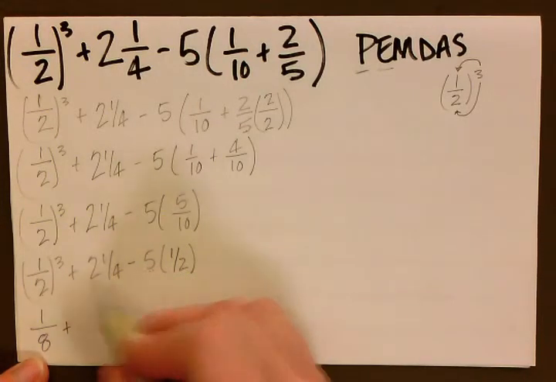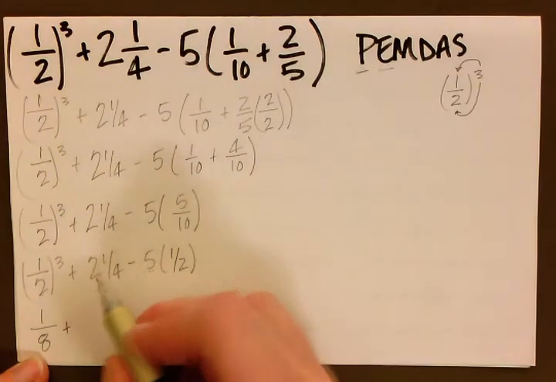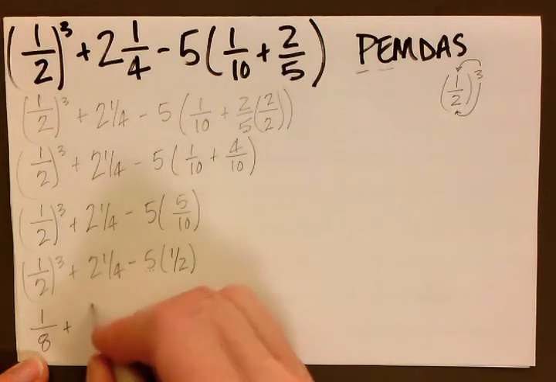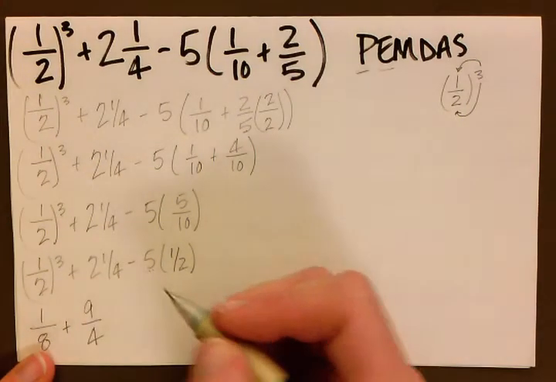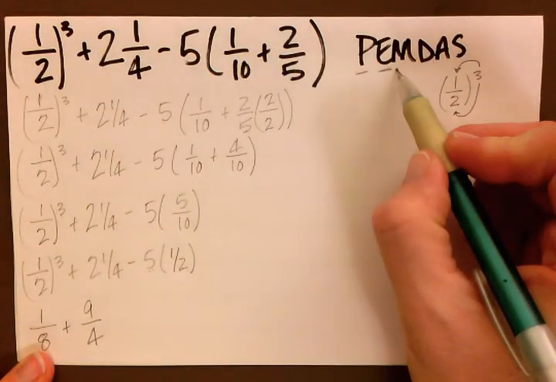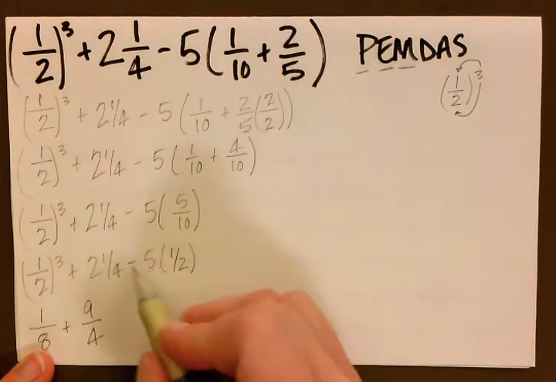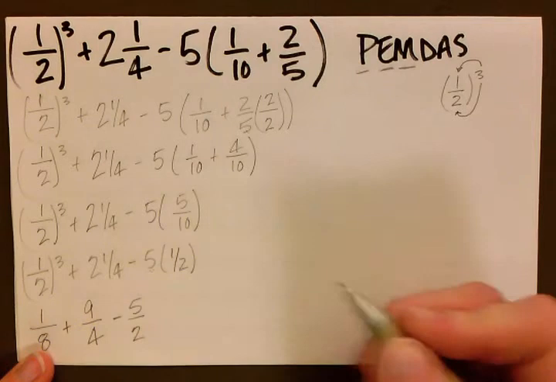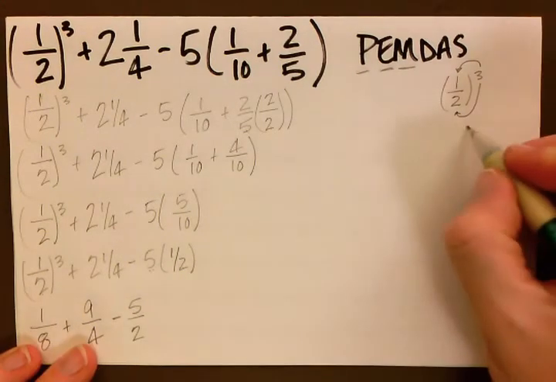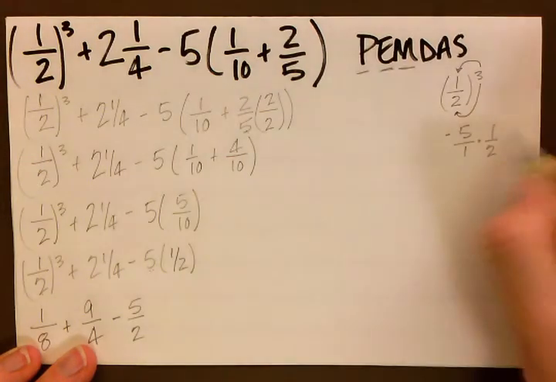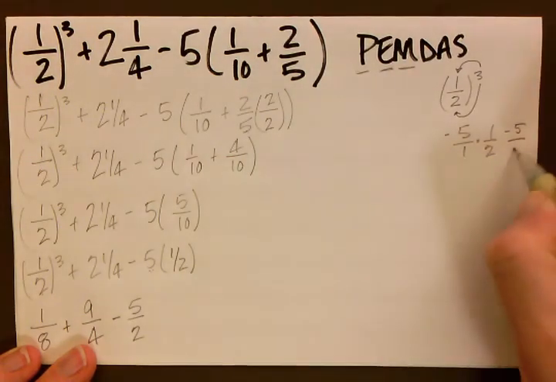Now at this point, and at any point we could have done this, but we'll do it now, we're going to change this mixed number into an improper fraction. So 2 times 4 is 8, plus 1 is 9, and now we have 9/4. And now I'm going to just go ahead and add this into our step here. We're just going to move right on to multiplication. Negative 5 times 1/2 is negative 5/2. And we know that because we can do 5/1 times 1/2. That's a negative 5. 5 times 1 is negative 5, and 1 times 2 is 2.